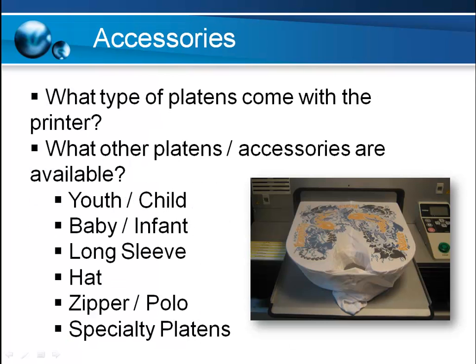The accessory section just talks about other items that either come with your printer or are available for purchase, either directly from the manufacturer or from aftermarket sources. And typically these accessories are more of the platens that we use to print on different substrates. So which ones actually come with the purchase of the printer? Typically they'll start off with an adult platen, or maybe it's a printer that allows for multiple platen setups. But which ones come with it, and then which other ones are available?